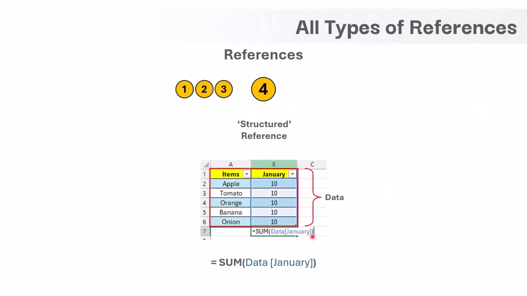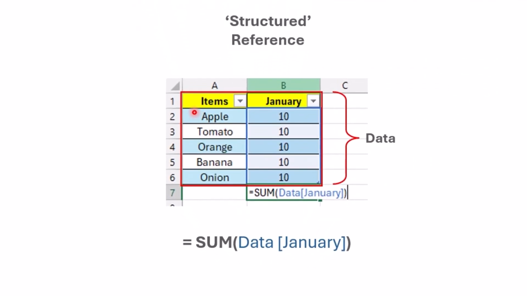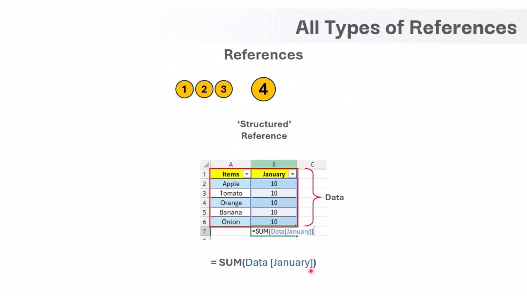The last is the structured reference, and for this we need to format the given data in the table format. And say we name this table as data. Once it is done, we can use the table headers to reference the entire column. Say again we want to find the summation of all the values below the January header. We just have to reference this table and the column name in a sum formula as data, and add the column name in square brackets.